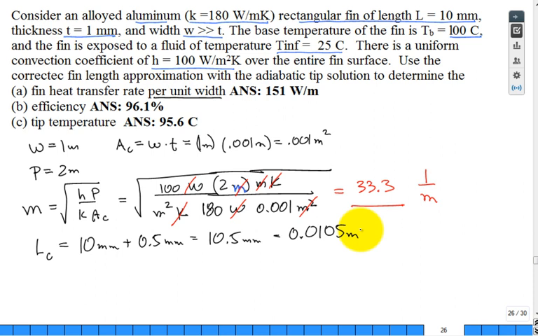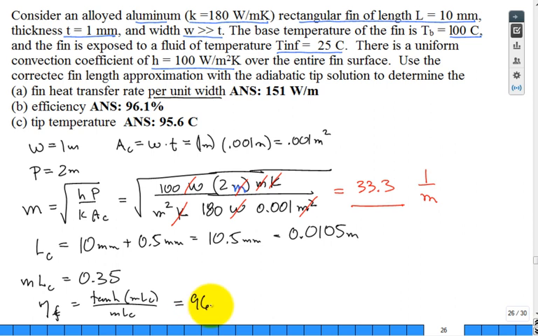Okay, so what is the product of M L sub C? About 0.35. Okay, then we have to get the fin efficiency, which is the hyperbolic tangent of ML sub C divided by ML sub C. What does that come in at? It comes in at about 96.1%.